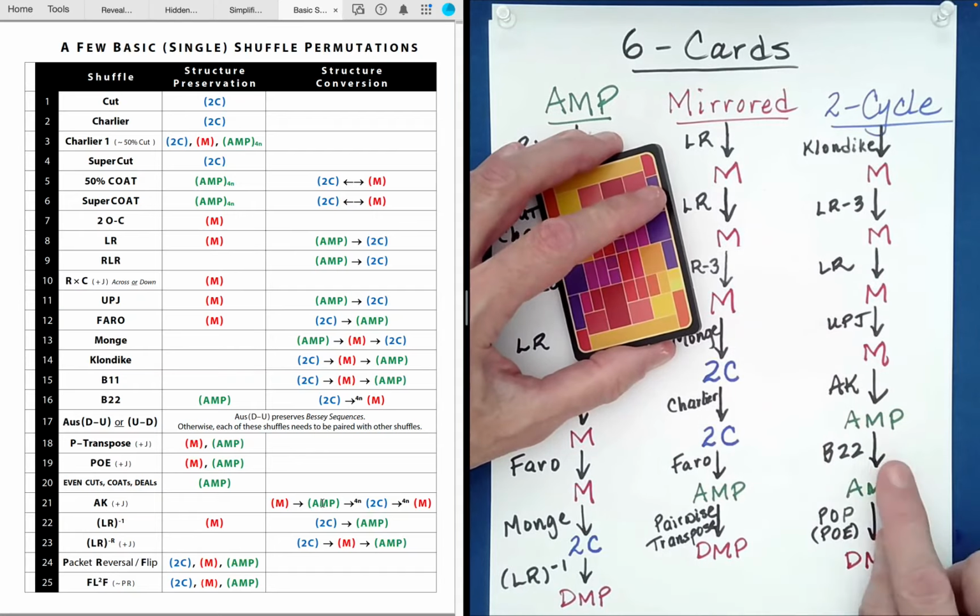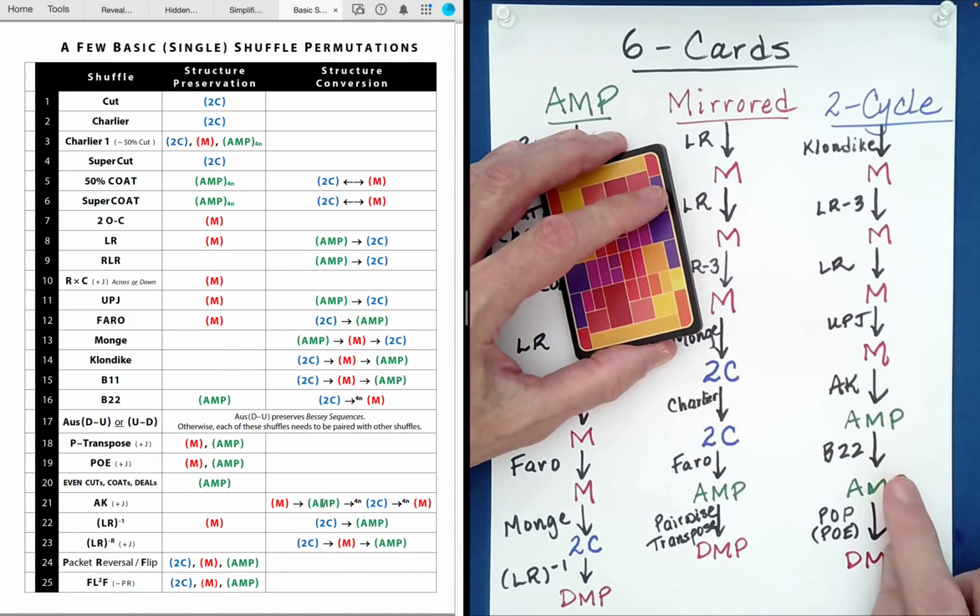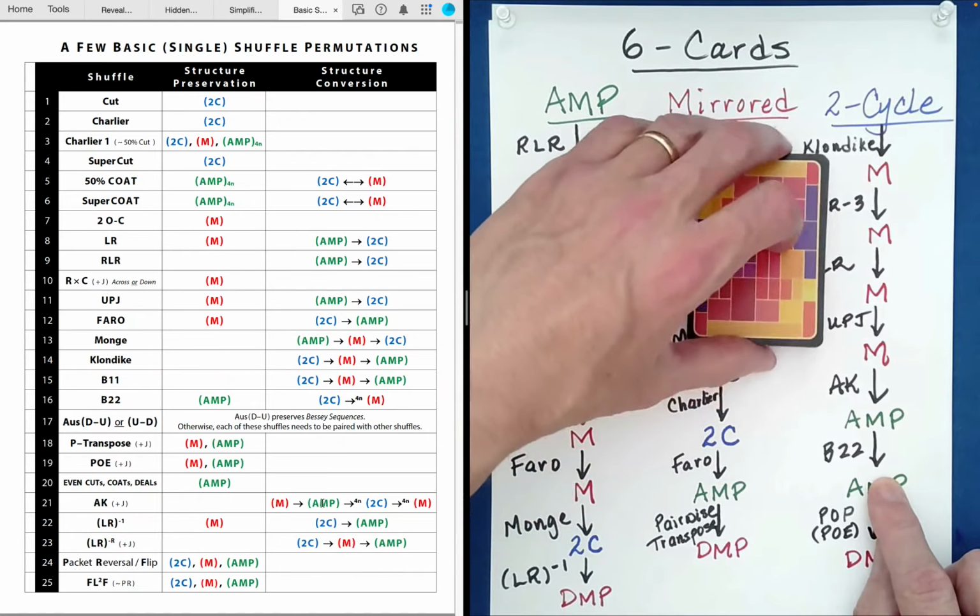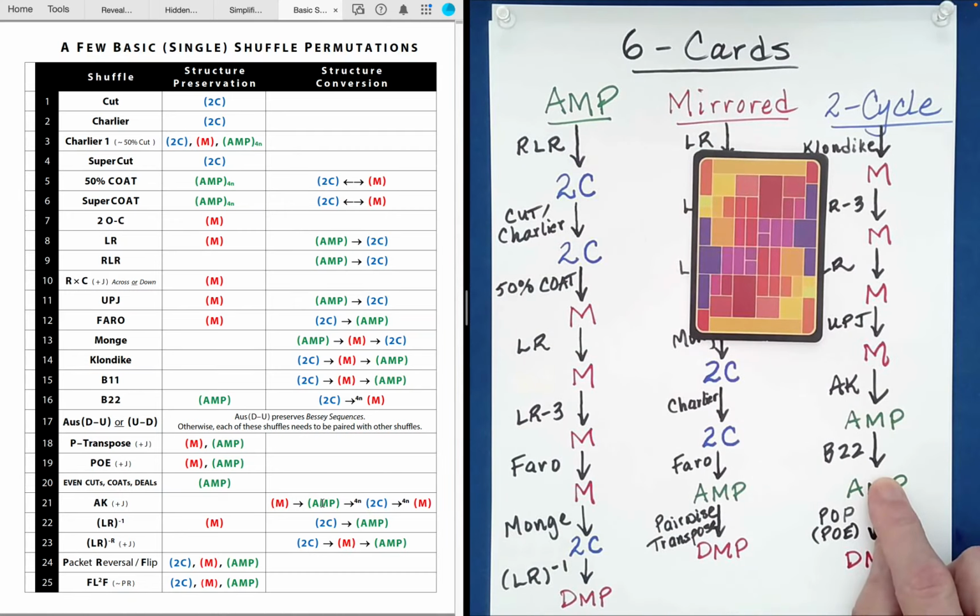And then there is a shuffle that will leave the AMP structure alone. It doesn't actually have a name that I'm aware of, so I gave it a name. I call it a Bessie 2-2. There's also a Bessie 1-1 that we'll look at if we haven't already. Maybe we can talk about it in the next video, but it's similar. A Bessie 2-2 will preserve an AMP structure.